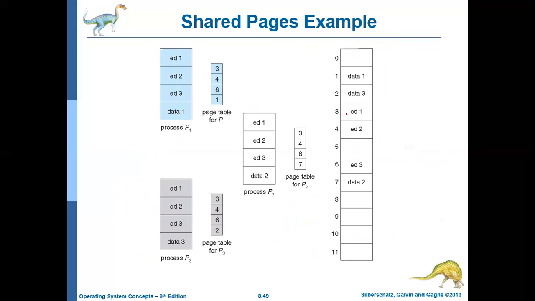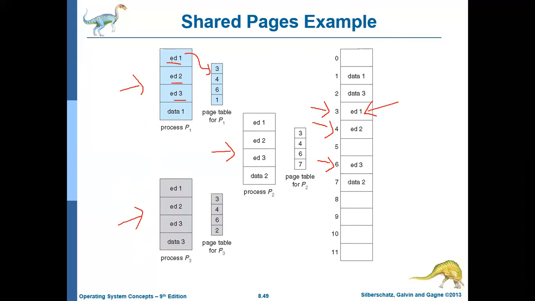So let us assume that the text editor occupies these particular frames. The text editor is loaded in frame 3, frame 4 and frame 6 of the main memory. Okay, and say three processes want to access the text editor: process 1, process 2 and process 3. So this is process 1's page table. It refers to ed1, ed2 and ed3. So ed1 is connected to frame 3.